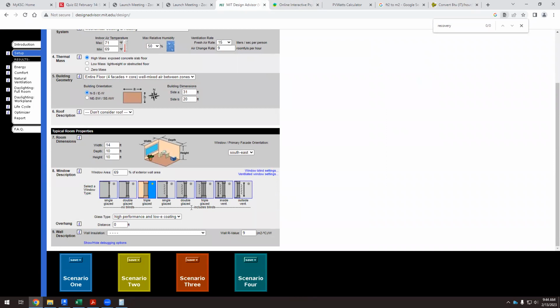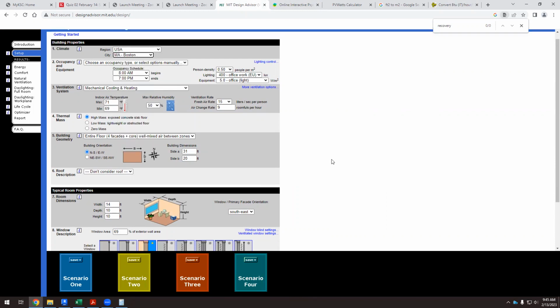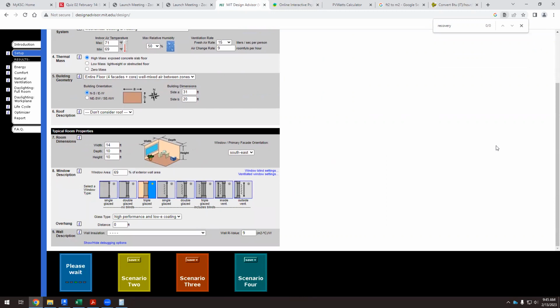Perfect timing. We have 1 minute left. So we have to select a region and the city. Oh, the region, it was USA. The city, it was Boston. So let's click and see what happens.